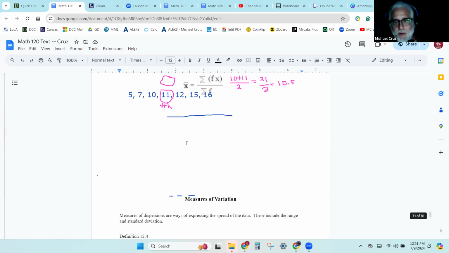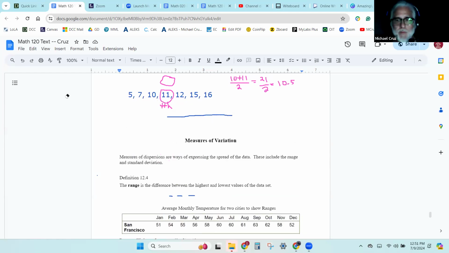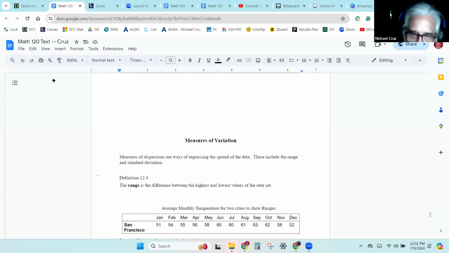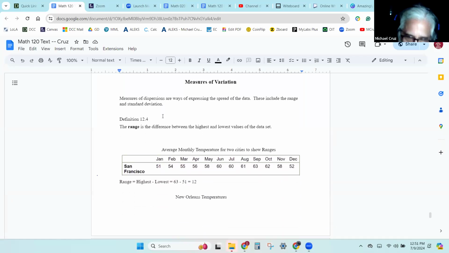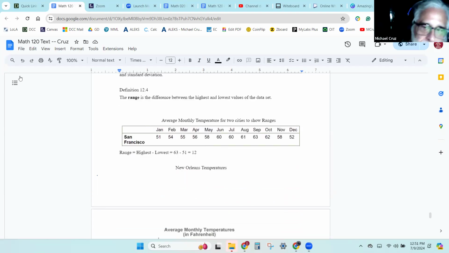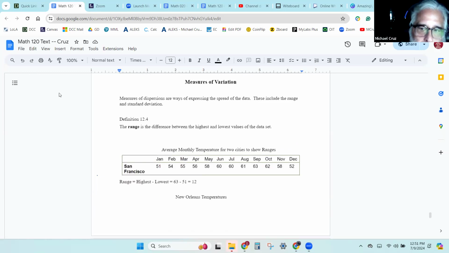So let's go up here, I'll come back to that in a little bit. But I want to talk about the measures of variation now, in contrast to the measures of central tendency. Measures of variation simply tell us how spread out the data is. In other words, we could have a data set that's all clumped together, a skinny one, or you can have one that's real spread out. The most famous measure of variation is the standard deviation. The standard deviation for this one would be smaller than that one.